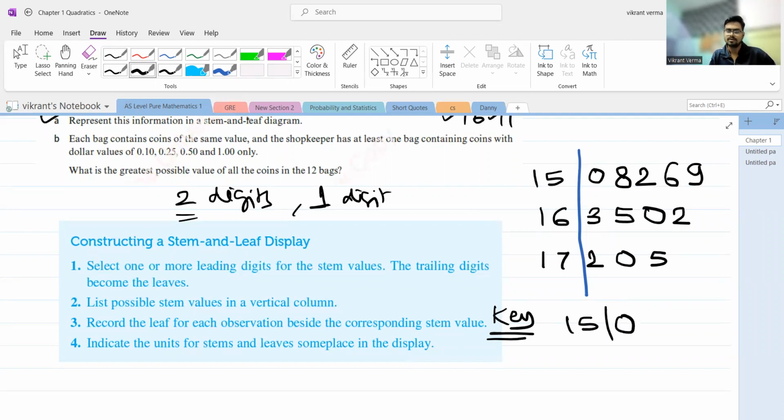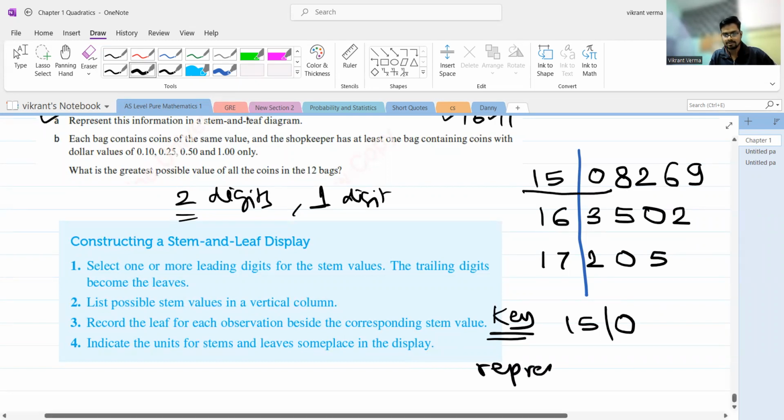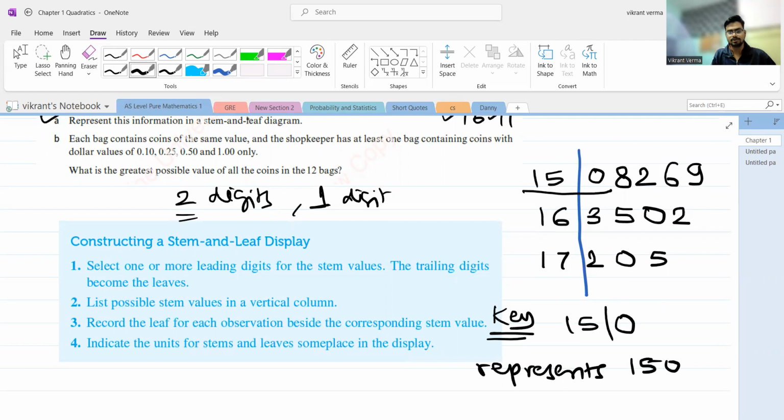For example, 150: what does this portion represent? It represents a data point of 150. Okay, so we have followed all the steps. Select one or more leading digits. Further, the trailing digits become the leaves.